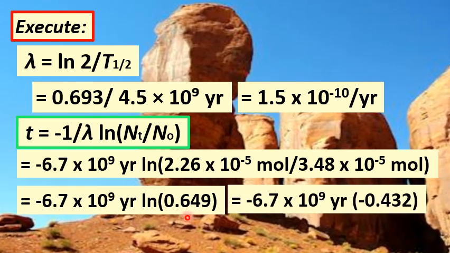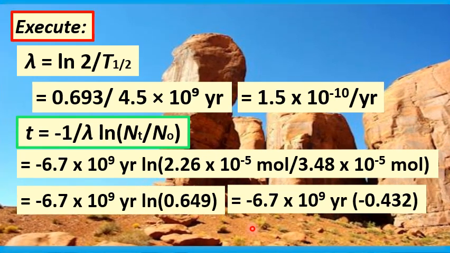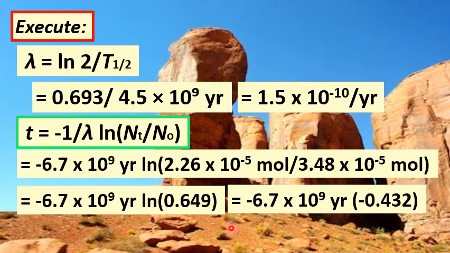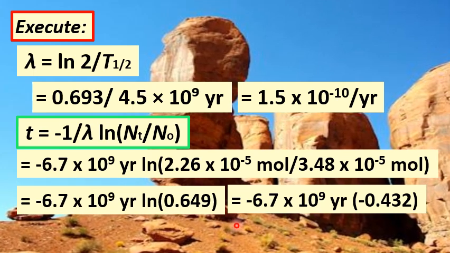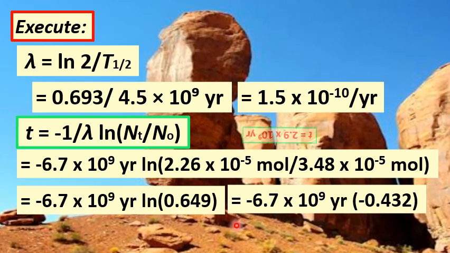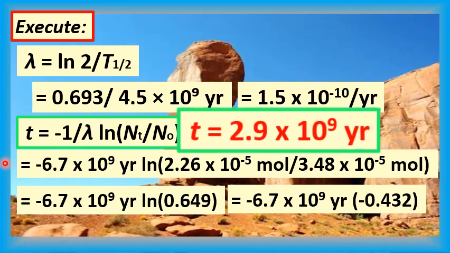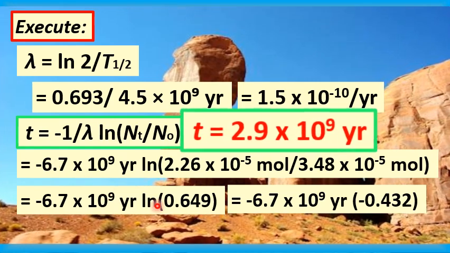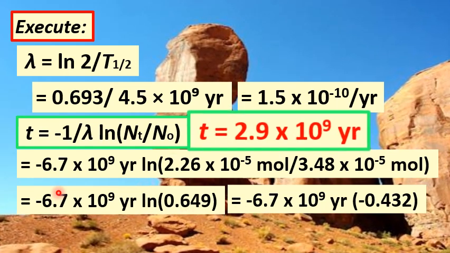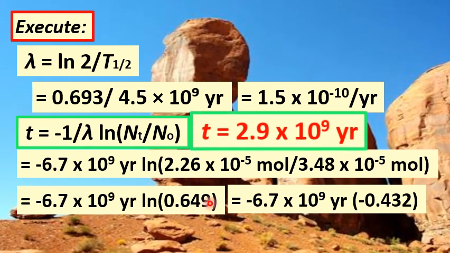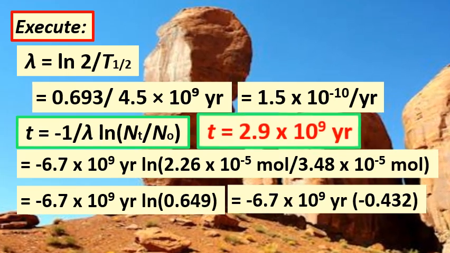negative 6.7 times 10 to the 9th year times negative 0.432. That's the value of the natural log of 0.649. So again, we do our math, we finally get the value of the time t, or the age of the uranium ore, equal to 2.9 times 10 to the 9th power year, which is the same as 2.9 billion years. So that's the age of the rock sample.